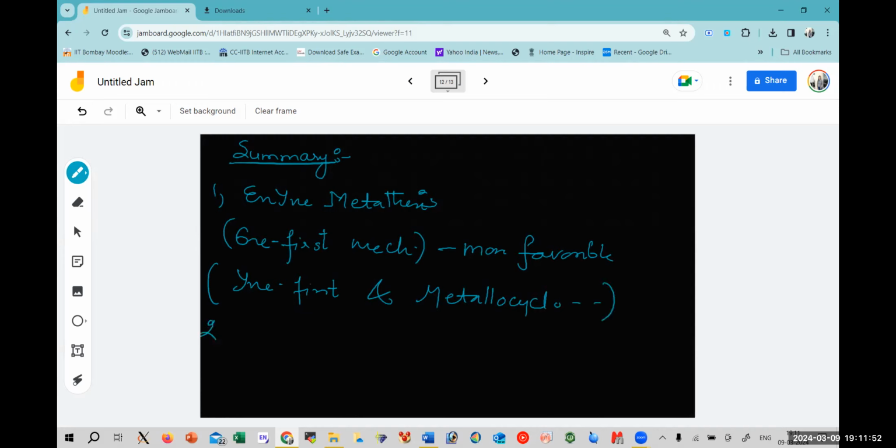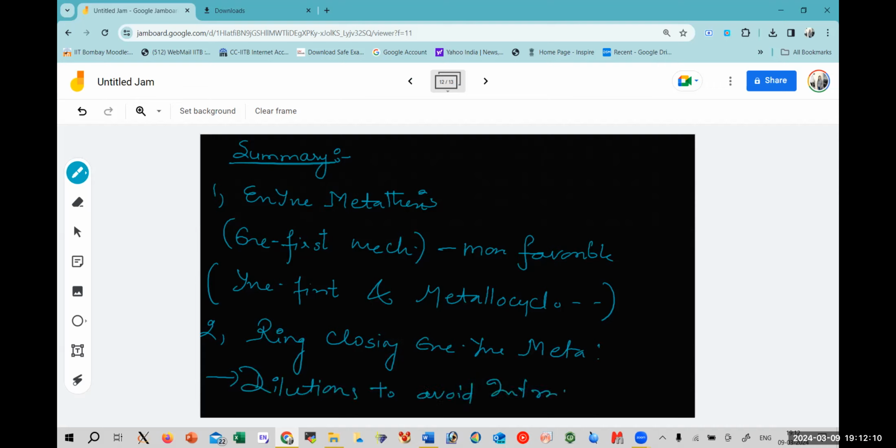Okay. Second, we saw the ring closing ene-ine metathesis. So the main feature was that it occurs in dilutions to avoid intramolecular cross metathesis. This has to be considered.